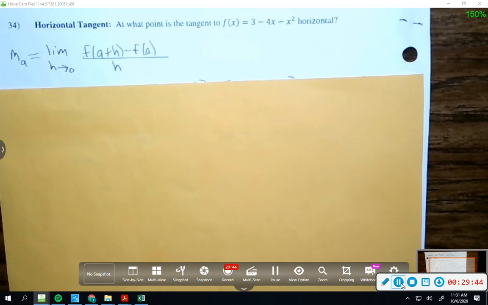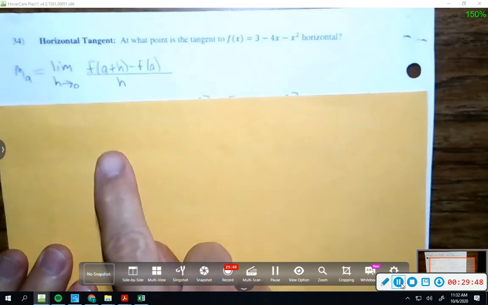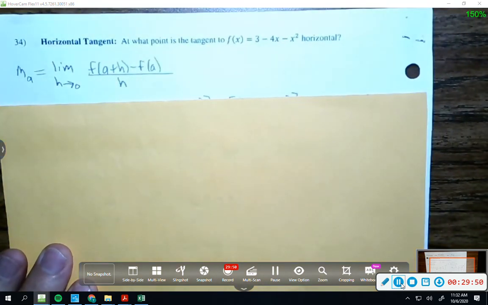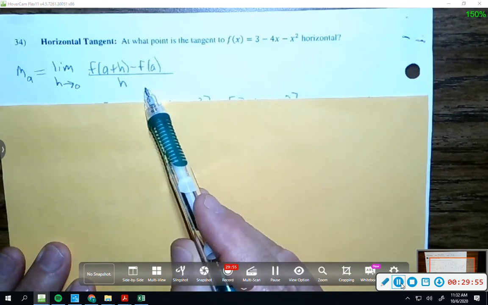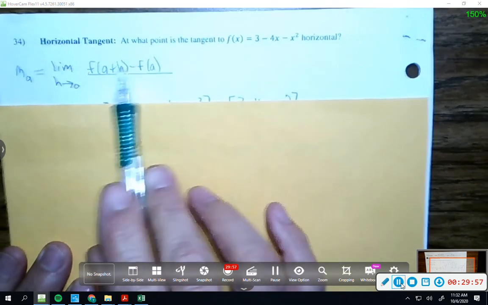called a? Okay? So the slope at a, again, is the limit as h approaches 0 of f of a plus h minus f of a all over h. You have to have this memorized. Okay? But remember, it's just the difference quotient. It shouldn't be hard to memorize it.